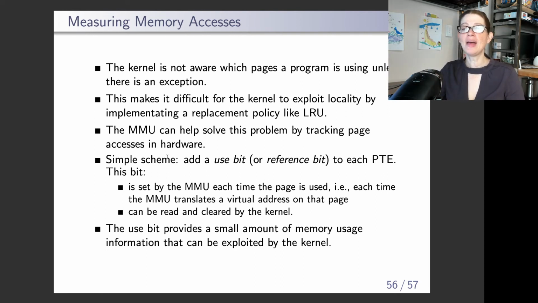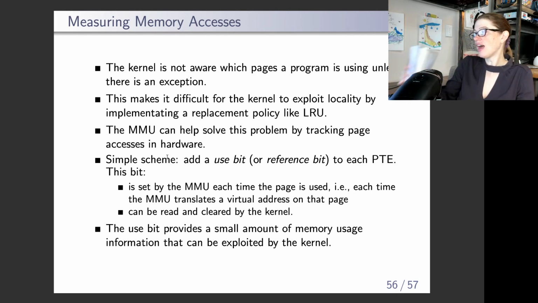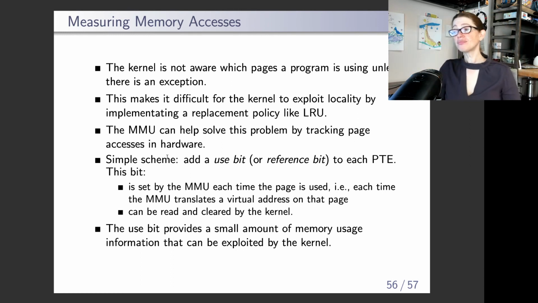Now we could get the MMU to help. There are a few different ways we could do this. We could have the MMU keep timestamps, but timestamps are going to be particularly costly, so we don't want to do that. Instead of timestamps, which would require a very big register, we're going to have a single bit called the use bit, and that's going to be stored in the page table entry. The idea is that every time the MMU uses a page for a translation, it is going to set the use bit to 1. That's it. Just set it to 1.